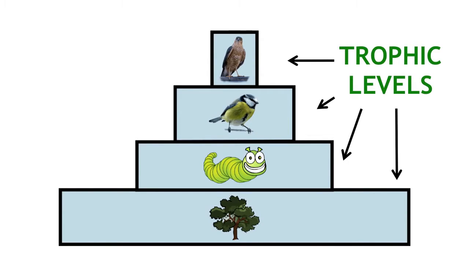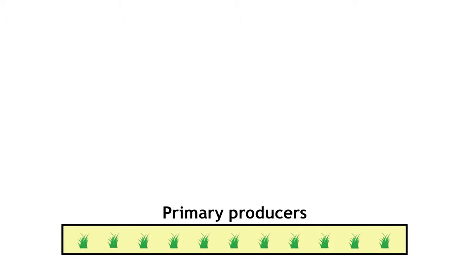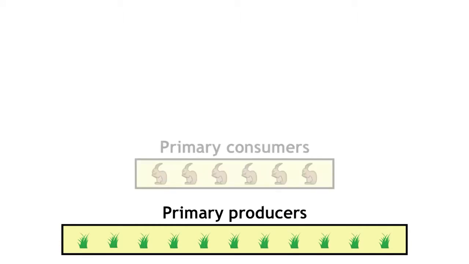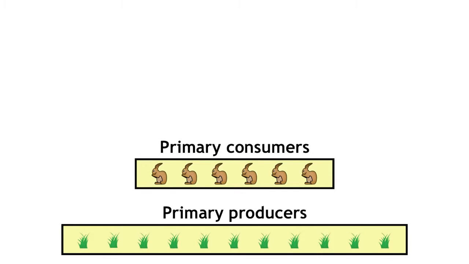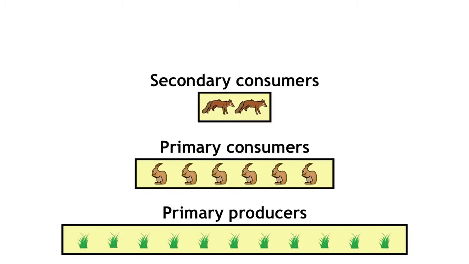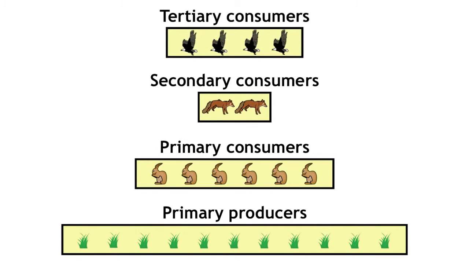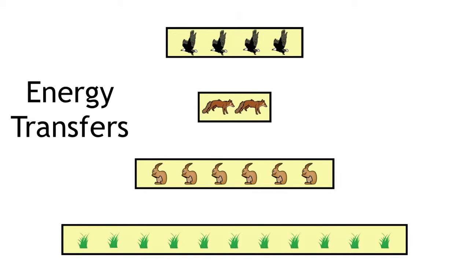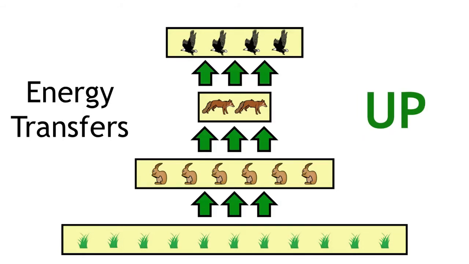Well, the bottom of the pyramid represents the primary producers, that first trophic level. On top of that go the primary consumers, the second trophic level, and so on up through secondary consumers, tertiary consumers, until you reach the highest trophic level in that ecosystem. In the ecosystem, the energy is being transferred up in the pyramid as each organism is consumed by the organism in the next trophic level up.